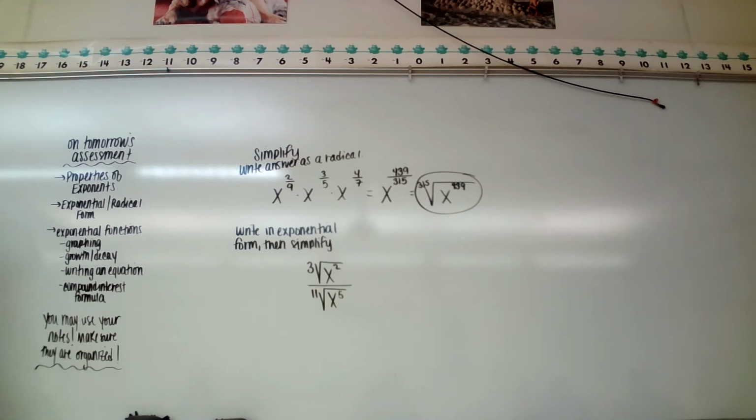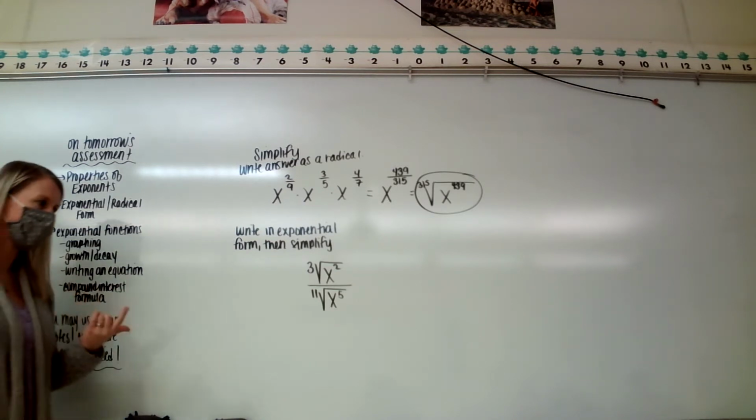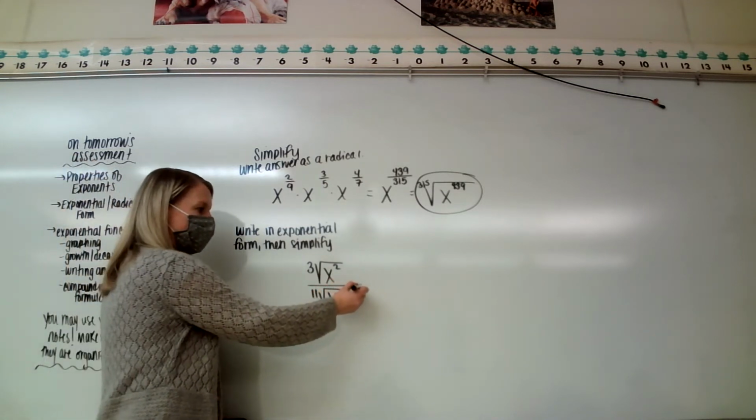So, my friends, there is a problem like this on there. It's going to say write in exponential form, then simplify. When we see things in radicals, they're just a pain. You don't really ever want to deal with radicals and trying to combine things. So what we're going to do is make them exponents, because we know how to deal with exponents. And then once they're in exponential form, we can combine them.